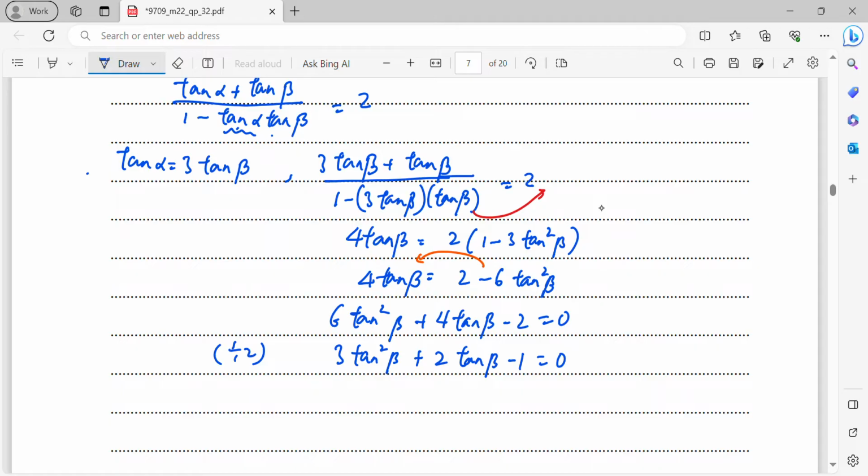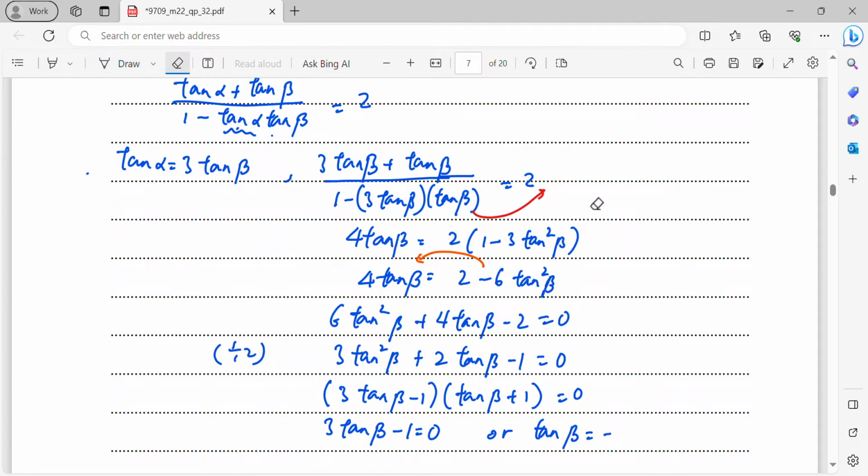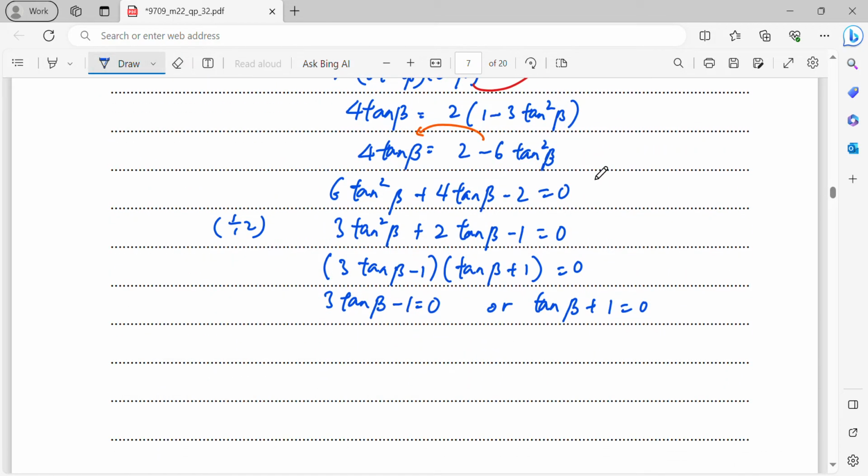And now this quadratic equation in terms of tangent beta can be factorized into 2 linear factors. So I'll get 3 tangent beta minus 1 multiplied with tangent beta plus 1 equals to 0. Which means now, multiplication of 2 terms equals to 0 means one of the terms must be 0. Okay, so from the first expression, I will be getting tangent beta is 1 over 3. And the second expression, tangent beta is minus 1.